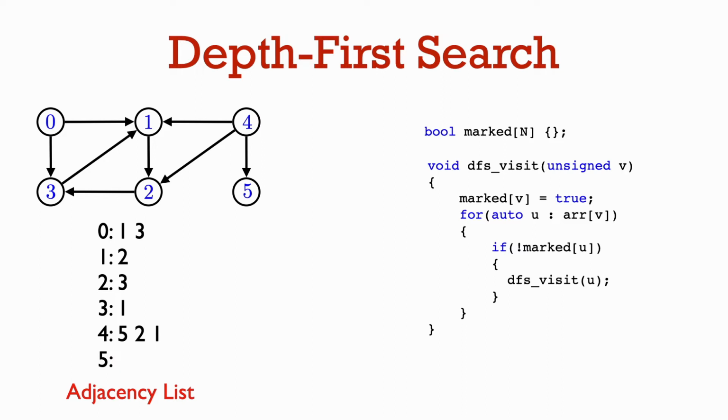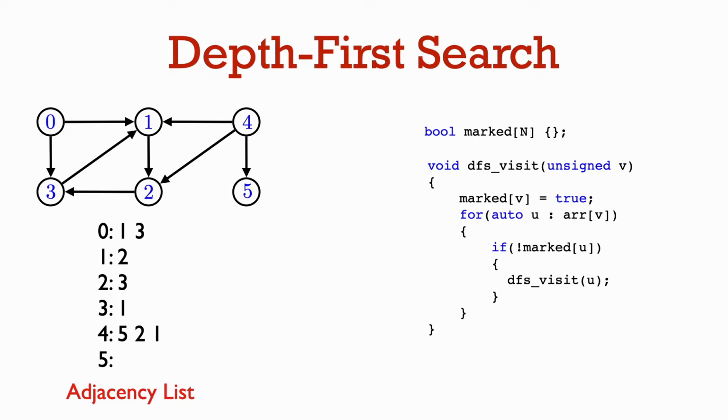Now let's see how to modify DFS visit so that if there is a cycle that is reachable from the starting vertex V, then we can find it. Then the outer loop function, DFS, can call this modified version of DFS visit to find a cycle in a directed graph if it has one.